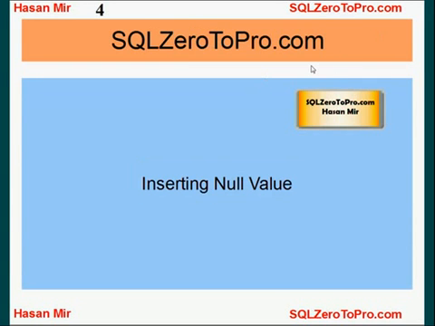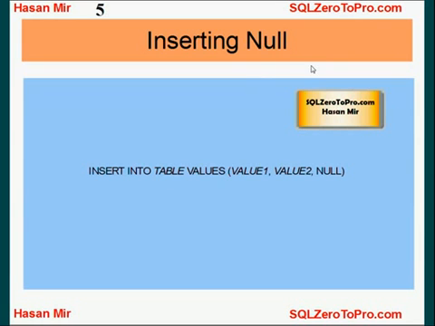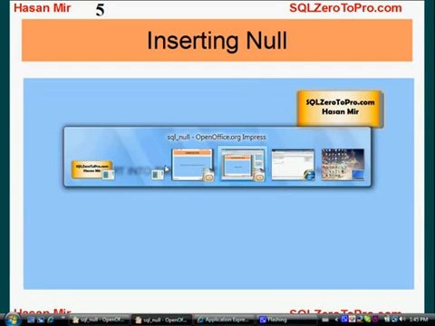Now, how do we enter a null value? The first syntax is this: instead of a value, you just use the keyword null. Insert into the table name values. Let's say this table has 3 columns, because the number of values has to match the number of columns. The value 1 will go in column 1, value 2 will go in column 2, and column 3 would take null. Let's see what we are talking about by doing some examples.